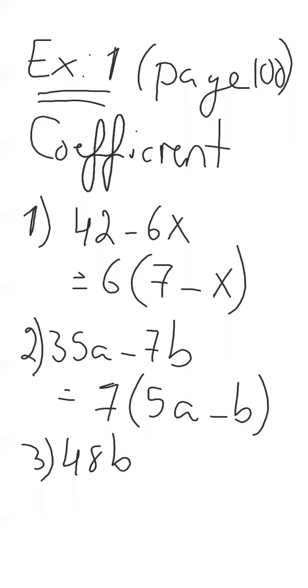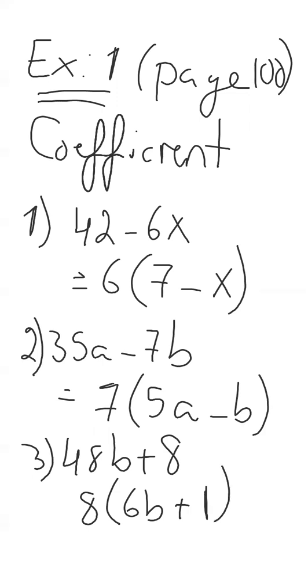48b plus 8. Does 48 contain 8? Of course, yes. 8 as a common factor. Now, what is the number multiplied by 8 that gives 48? 6. 6, very good. 6b plus, now finally, we took 8, so 8 divided by 8, it's what? 1.